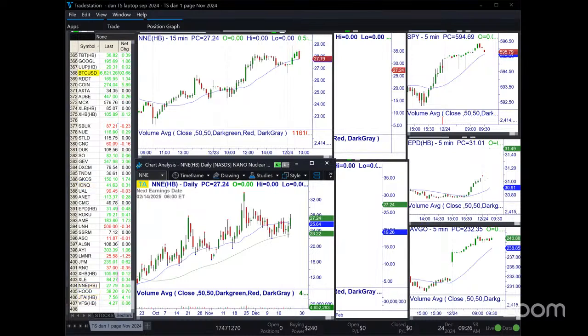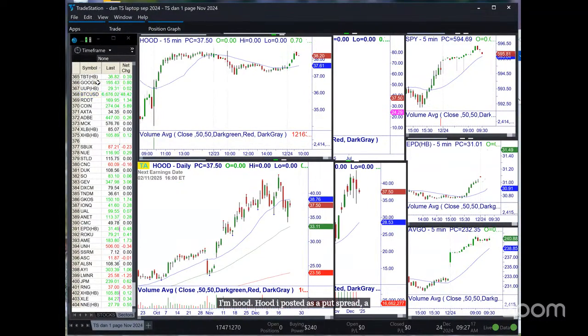So, I've got a lot of overlapping bars there. Delete it. Hood. I posted as a put spread, a 1, 2, 3 after a gap reversal. And that looks like it's gapping over the entry. Good, or no, 38.50. So we're good. Let me set an alarm.